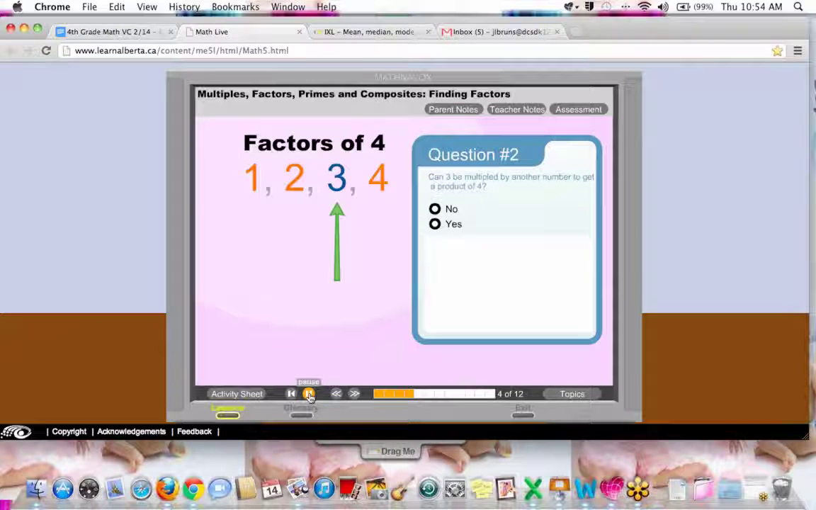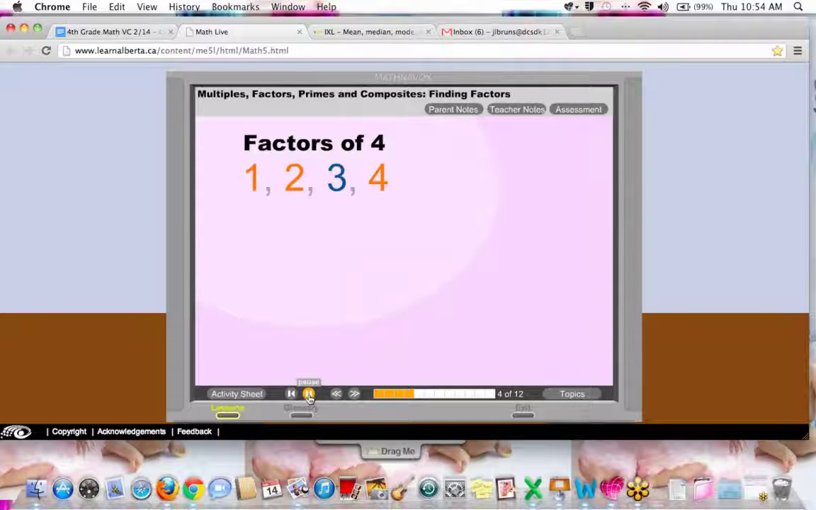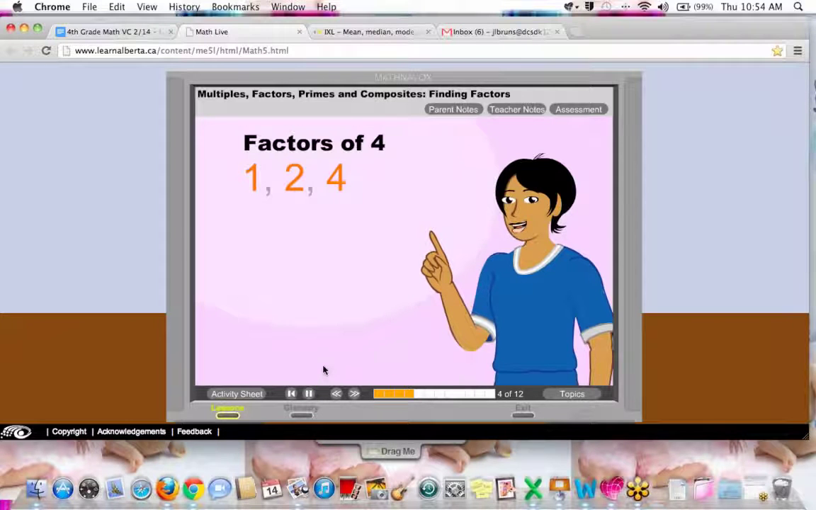Can 3 be multiplied by another number to get a product of 4? Click the circle next to your choice of answer. So it's not a factor of 4. That is correct. When we list the factors of a number, we put the numbers in order from least to greatest and put commas in between the numbers.